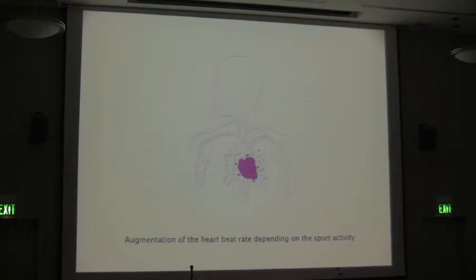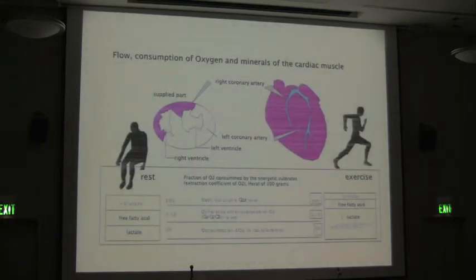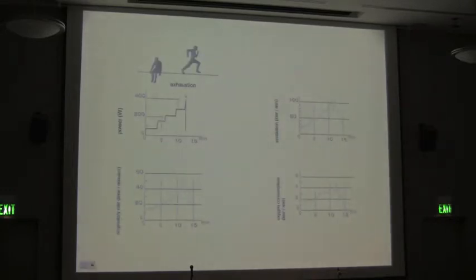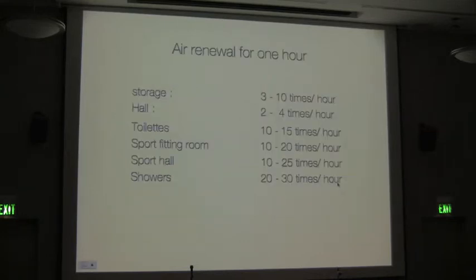The first project is linked to the activity, the quantity of oxygen you need, the quantity of new air you need, linked with your sport activities. And you can see, for example, the oxygen consumption in liters per minute. If you do some sport, you can see that it multiplies by 10 the quantity of oxygen you burn when you do some sport.